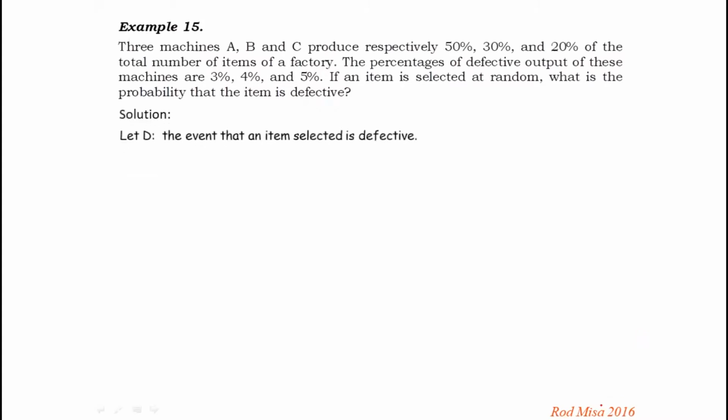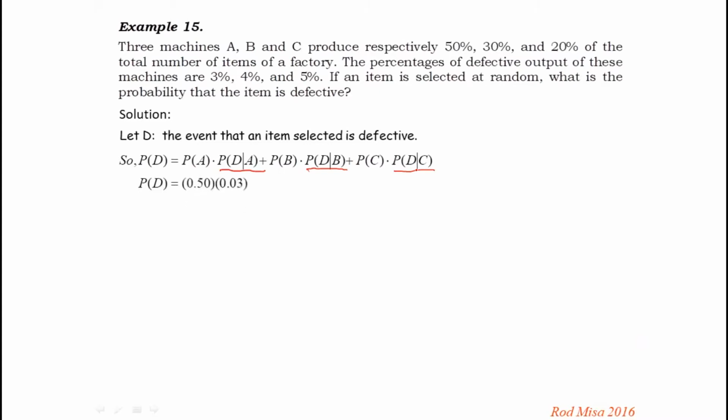So, representing our events, we have event D as the event that an item selected is a defective one. So, the probability of selecting a defective item from this factory can happen in three possible cases. The first case, where we can choose a defective item given that it is produced from machine A. Or you can choose a defective item given that it was manufactured by machine B. Or selecting a defective item given that it was produced by machine C. So we have three possibilities here.